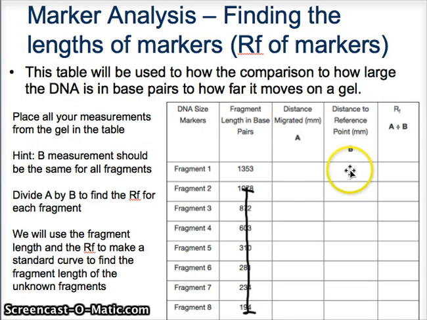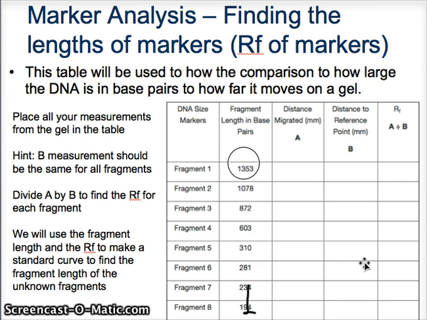So for this whole table, B should be the exact same number because it's just the distance from the well to how far the dye moved on the gel. And then for the last column, you just take A divided by B. So you just go A divided by B and so on and so forth, and you're going to get these numbers. This is the RF value that you're going to graph. All right, so that's the first part.